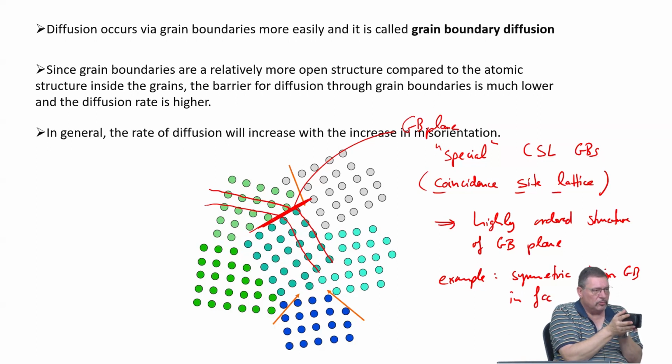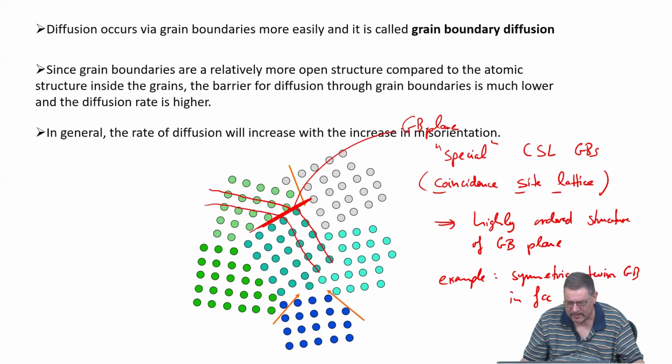If I now do a tilt grain boundary, so I have a tilt axis here and I tilt them, the misorientation gets larger and larger and larger. The larger the misorientation gets, the larger the diffusivity in general along this boundary plane, except for these highly symmetric positions where I again have this special CSL boundary like a twin boundary. That's the concept.